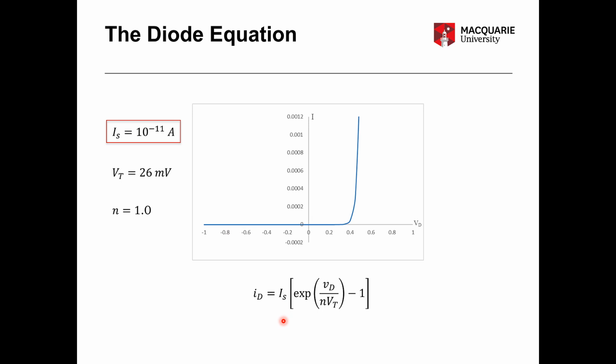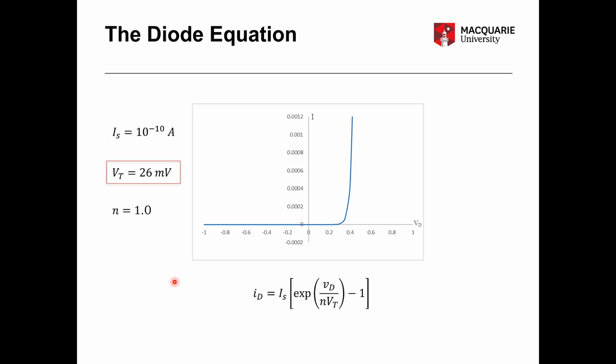So what happens when we change our Is value? You can see here, as we go from 10 to the minus 11 to 10 to the minus 10, the IV curve shifts slightly to the left. If I go back to minus 11, you see it on the right. As we go over to minus 10, it shifts to the left. So Is also clearly has an impact on your turn-on voltage for your diode.